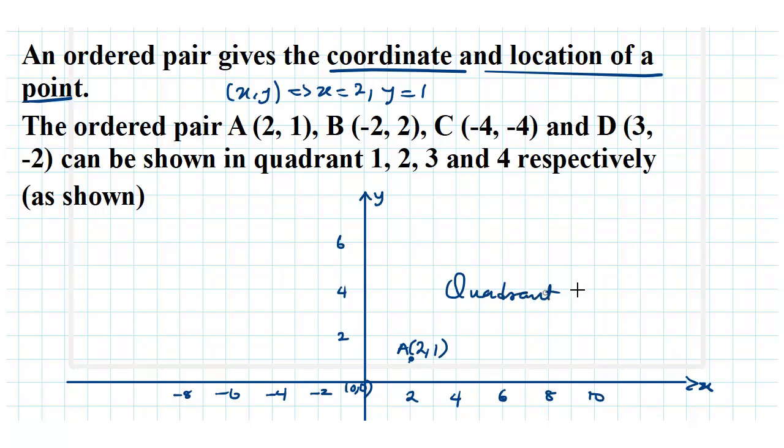This one is taken to be quadrant 1. Okay, so when x is equal to -2, y is 2. So this is B (-2, 2). Then we also have C. We take this as quadrant 2, right? So for C, when x is -4, y is -4.